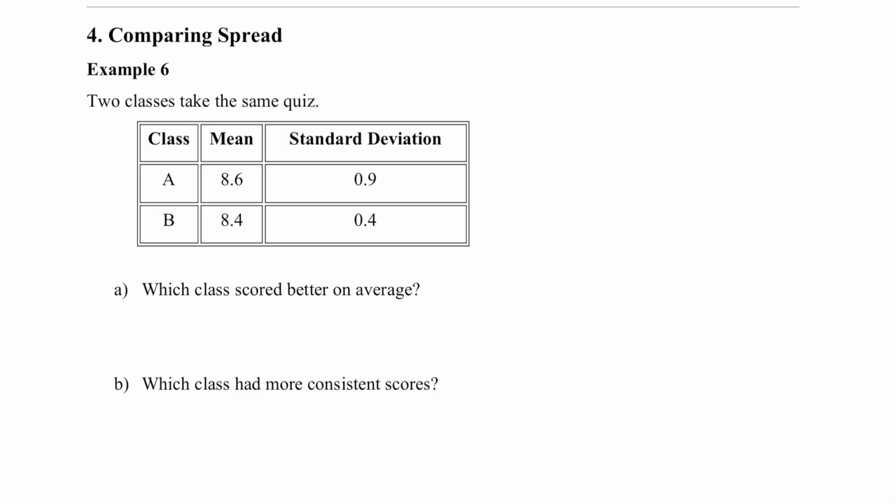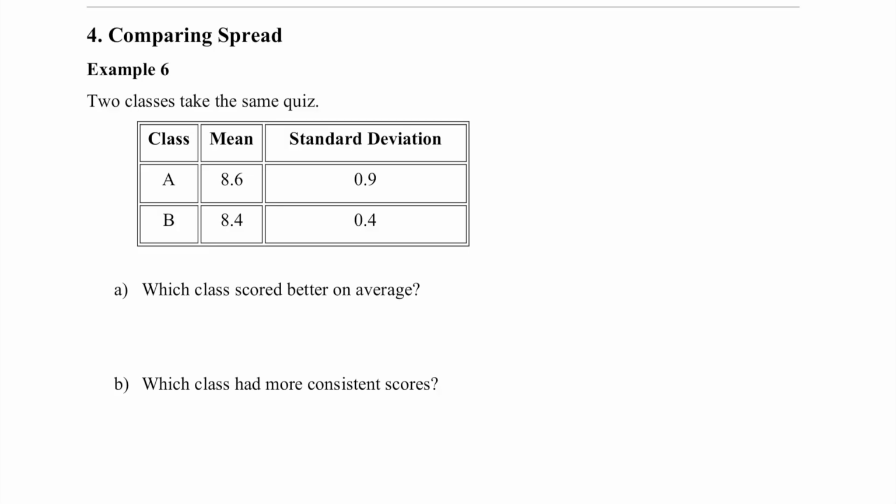Let's look at example 6. Two classes take the same quiz. Class A has a mean of 8.6 and a standard deviation of 0.9. Class B has a mean of 8.4 and a standard deviation of 0.4.